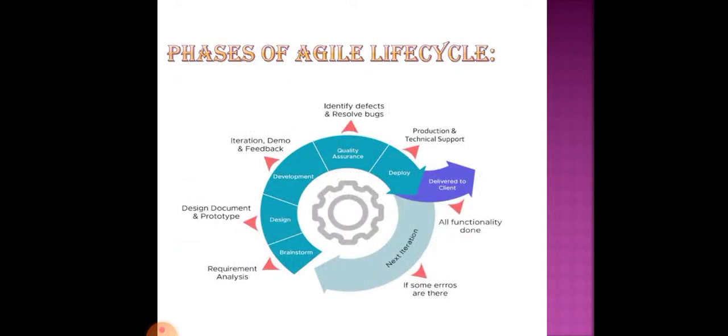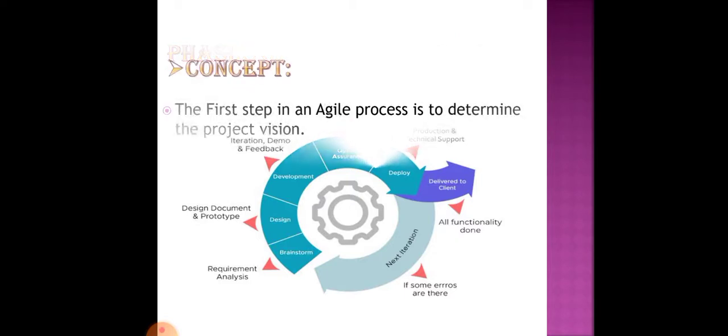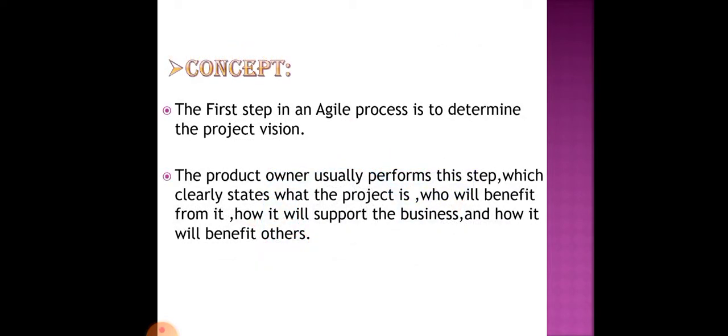Let's go through these 6 inevitable steps of the software development lifecycle. They are: concept. The first step in the agile process is to determine the project vision. The product owner usually performs this step, which clearly states what the project is, who will benefit from it, how it will support the business and how it will benefit others.